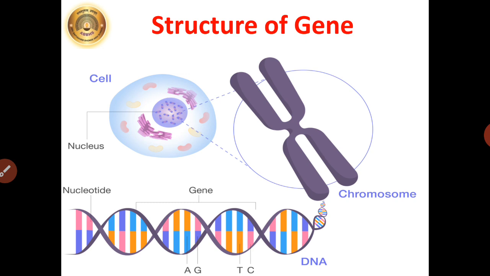Let's see the structure of gene. Each chromosome is made up of a single DNA molecule. Segments of the DNA molecule are called genes. Due to the variety in the sequence of nucleotides, different kinds of genes are formed. These genes are arranged in a line. Genes control the structure and function of the cells and of the body also.